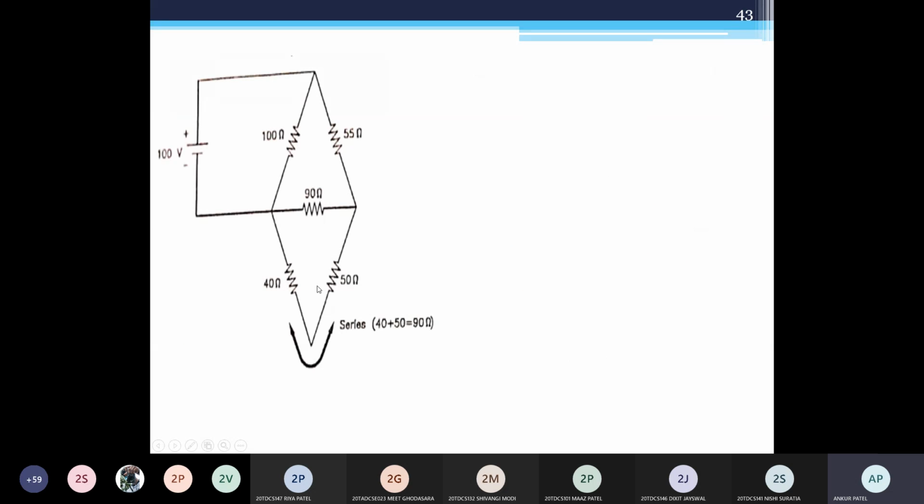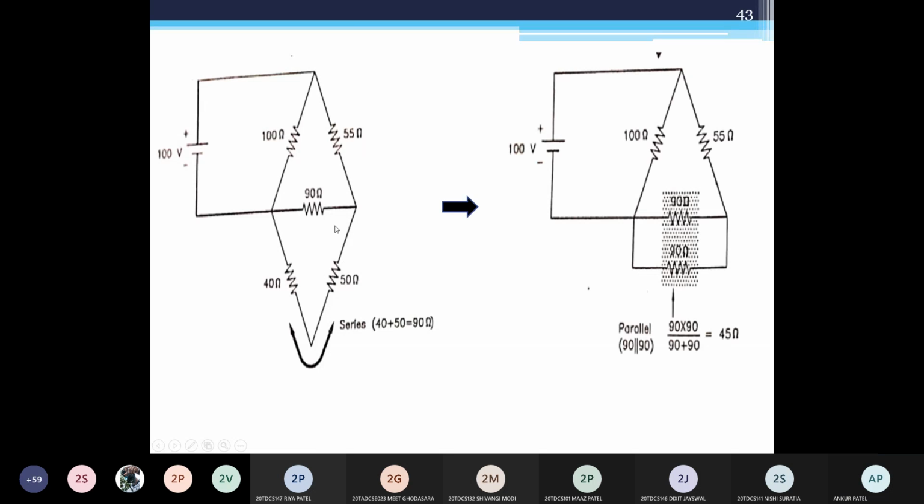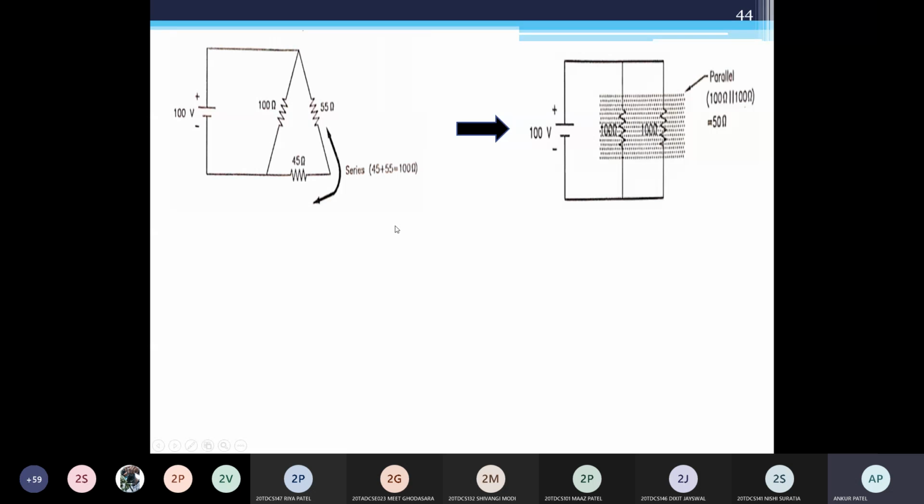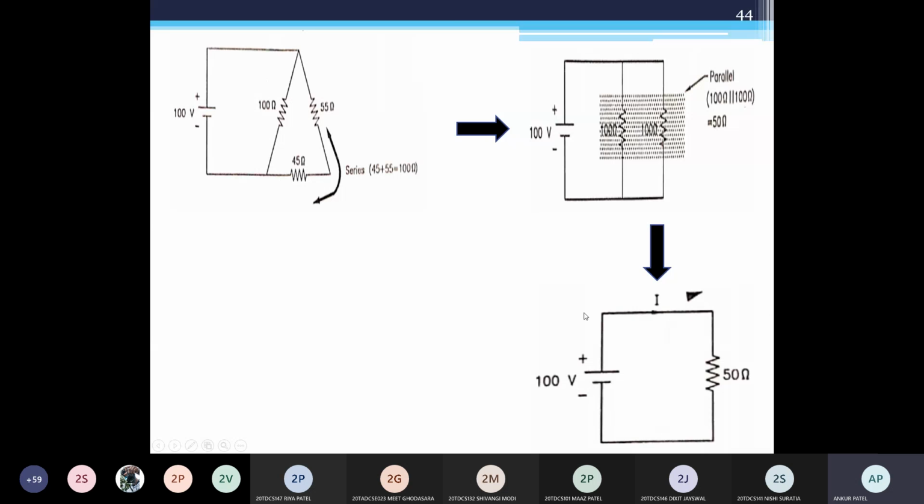So our circuit becomes like this, 40 and 50. This is again in series. Now that becomes parallel with 90. Again this is in series, and now that becomes parallel with 100. Now your circuit becomes like this. This is your equivalent resistor, and this is your supply voltage. You can find the current I according to Ohm's law, I equals V by R. So that is your total circuit current, 2 ampere.